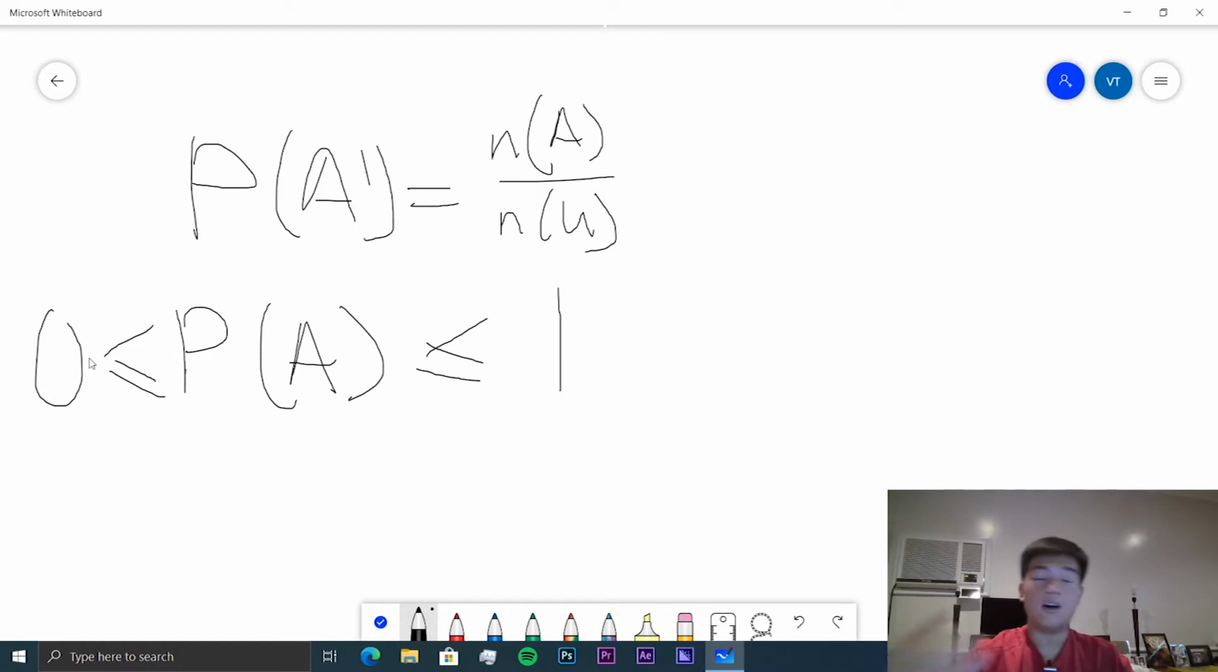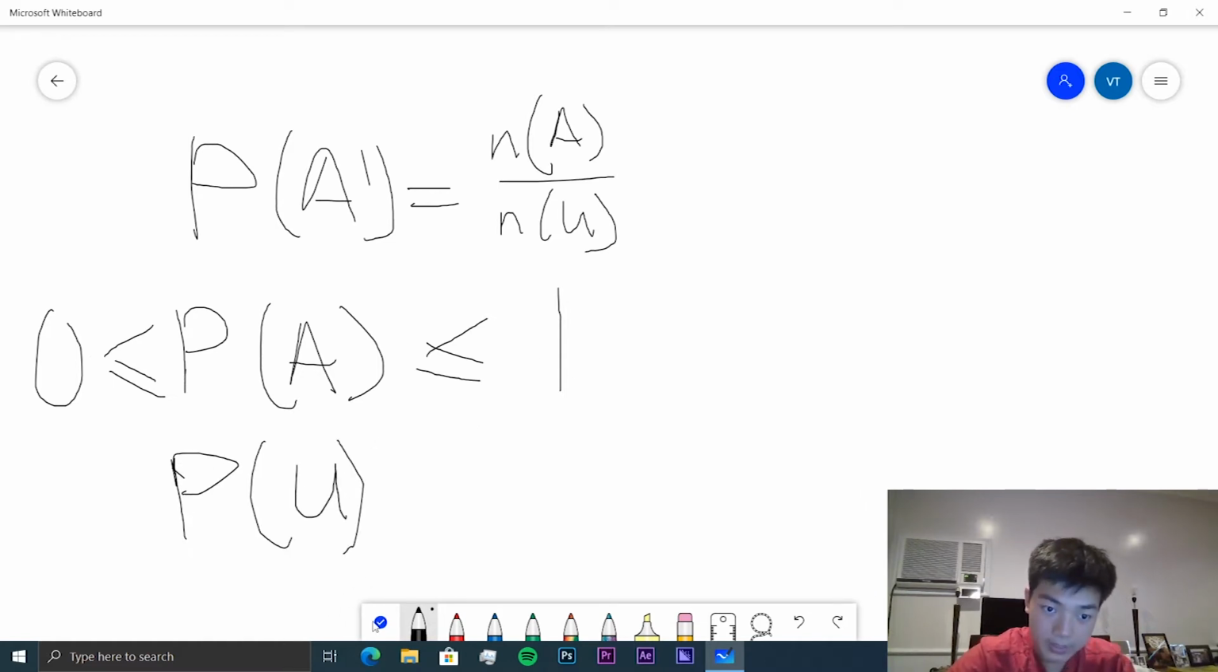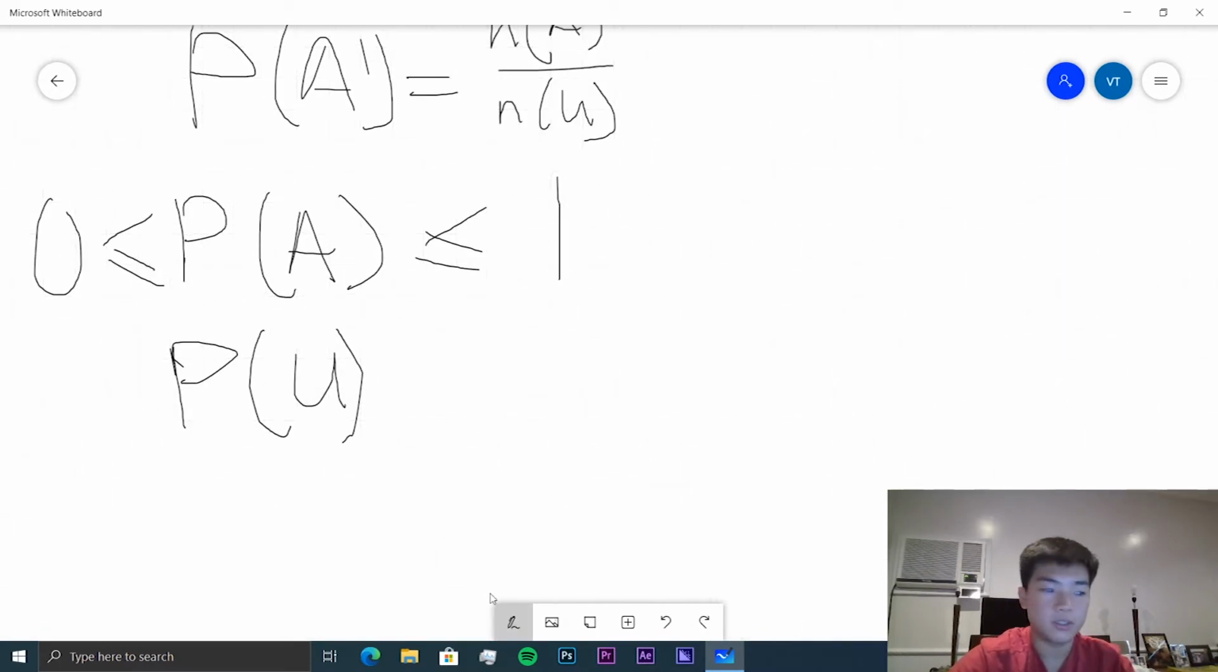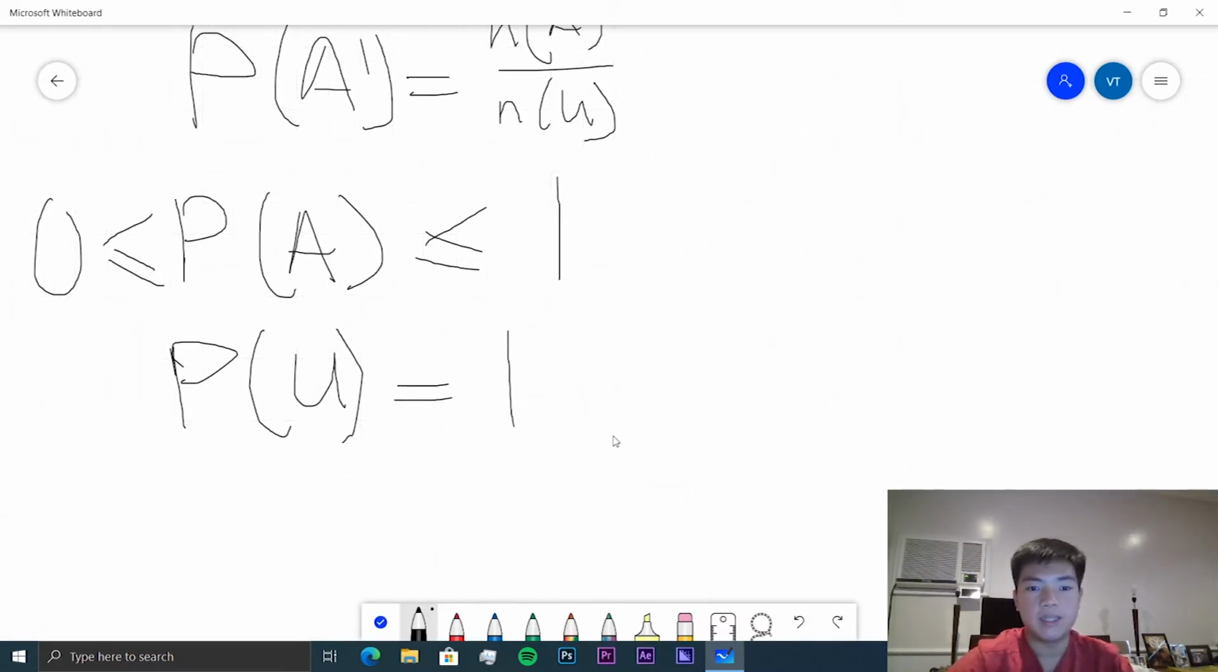Since all events have a probability of occurring that's greater or equal to 0, and all of them have a probability that's less than or equal to 1. And the probability of the universal set occurring is equal to 1, since it contains all possible events that could happen. So if the probability of A is equal to 1, it is the universal set.